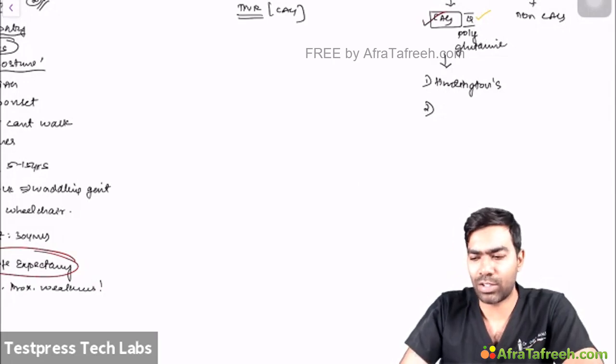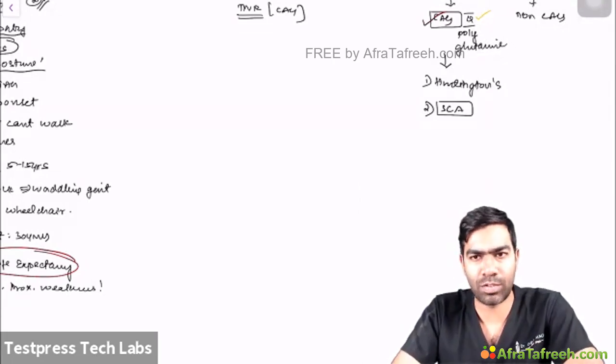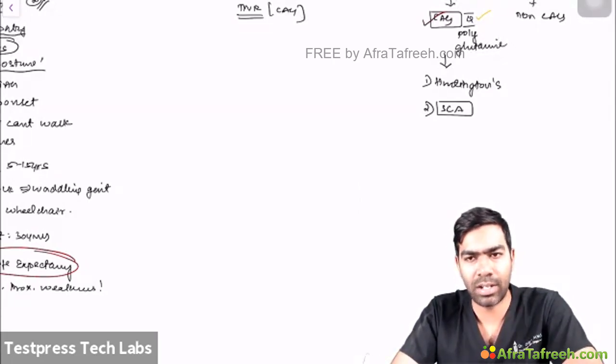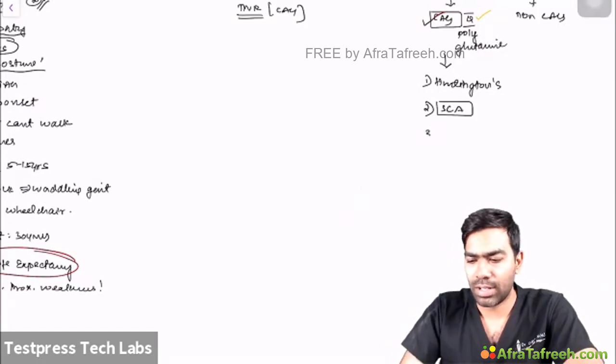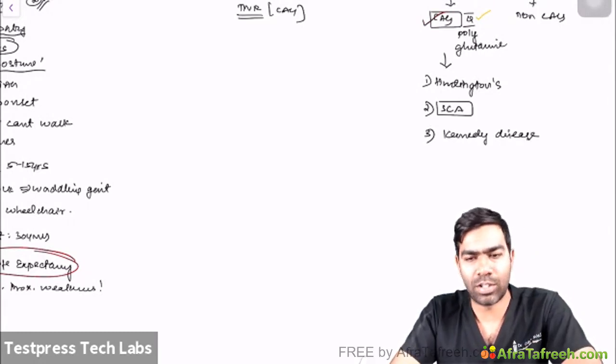Then the next thing that should come is the majority of the types of spinocerebellar ataxia, except a few types like 3 and 7. Majority of the types of spinocerebellar ataxia will be coming under CAG repeat disorders only. Then we have Kennedy disease, that is X-linked bulbospinal atrophy. This is also a CAG repeat disorder only.